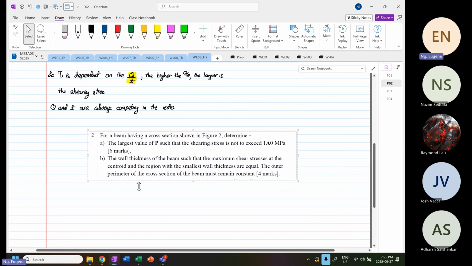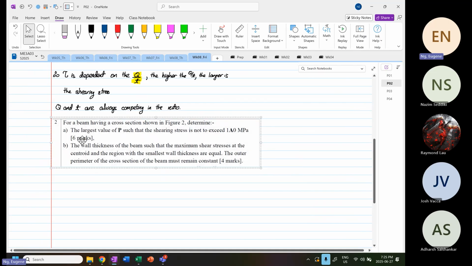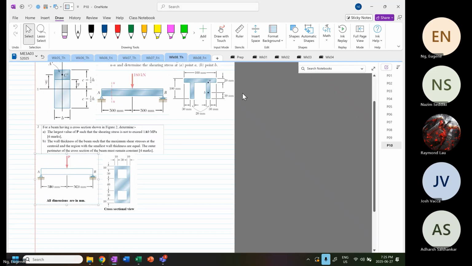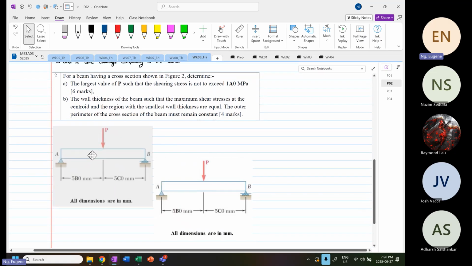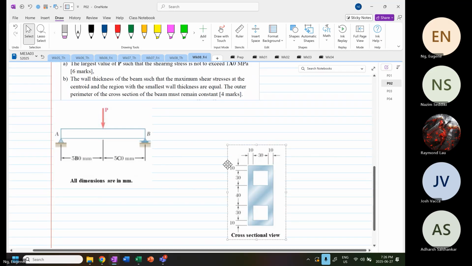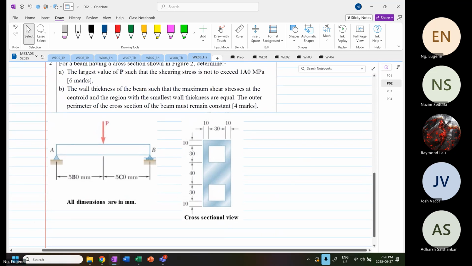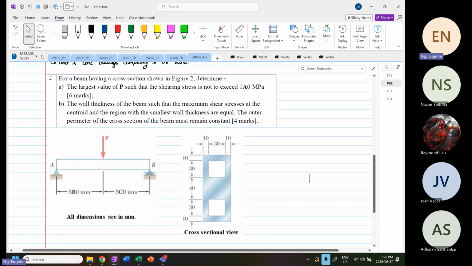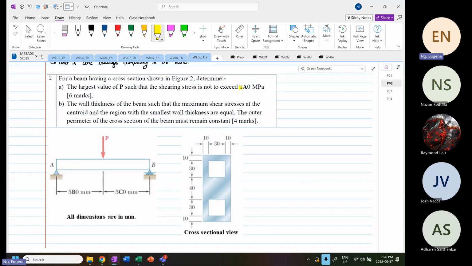So this was a term test question I gave probably about 2 or 3 years ago now. Let's look at the structure. This question is based on COVID time, where things were online. For a beam having a cross section shown in figure 2, determine the largest value of P such that the shearing stress is not to exceed 1A0 megapascal. So I'm going to change the A. This value over here, I'm going to change to 130 megapascal.